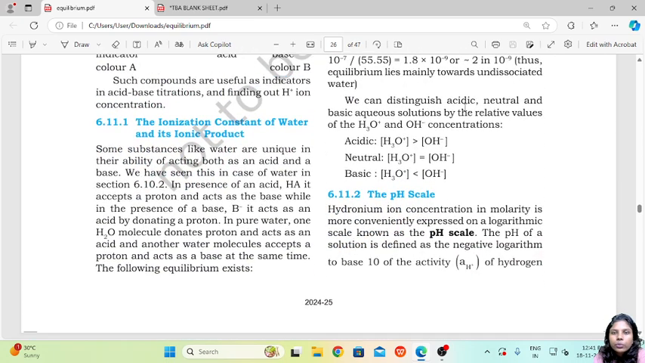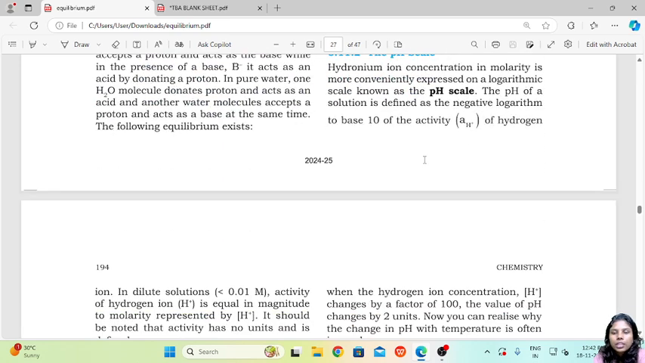So now we can distinguish acidic, neutral and basic aqueous solutions by the relative values of H3O+ and OH- concentration. If the H3O+ concentration is more, there is more of an acidic solution present. OH- indicates bases, H3O+ indicates acid. So if the concentration of H3O+ is more, we can say that the given solution is more acidic. If it is neutral, then the concentrations of H3O+ and OH- are going to be equal, and if it is basic, the concentration of OH- is going to be much more than that of H3O+.